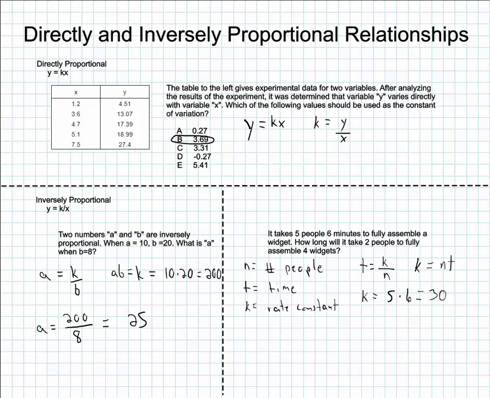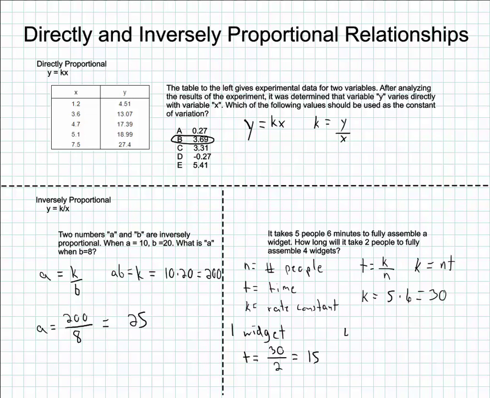Now that we have that constant, we can actually solve the second part of the problem. So how long will it take 2 people to fully assemble 4 widgets? So let's solve for 1 widget. Let's do 1 widget. And we are given time. That's what we want to figure out. We know that the constant k is 30, and then we know the number of people is 2. So it should take 2 people 15 minutes to assemble 1 widget.